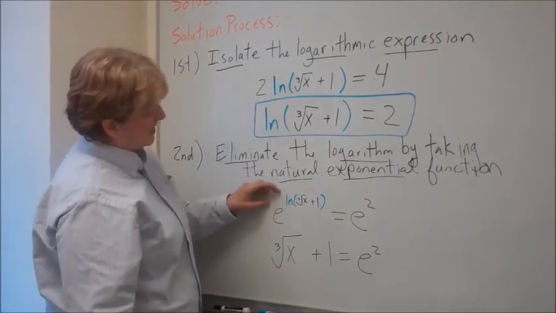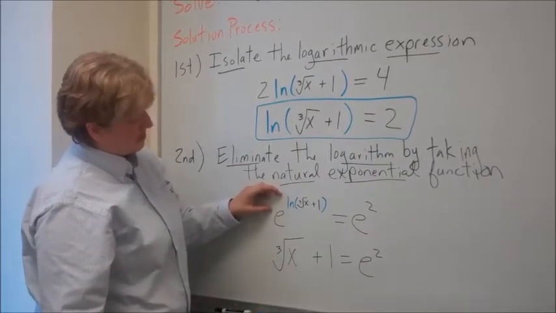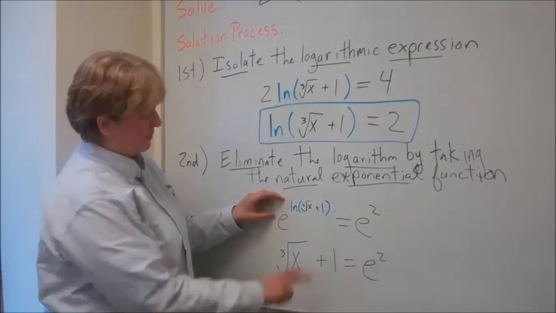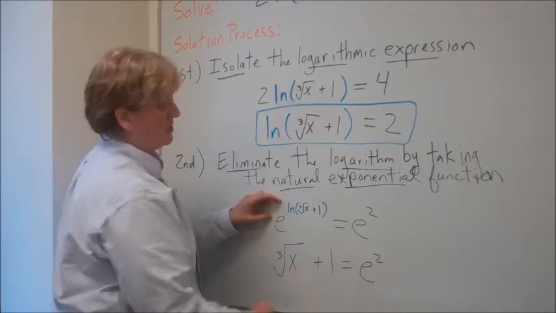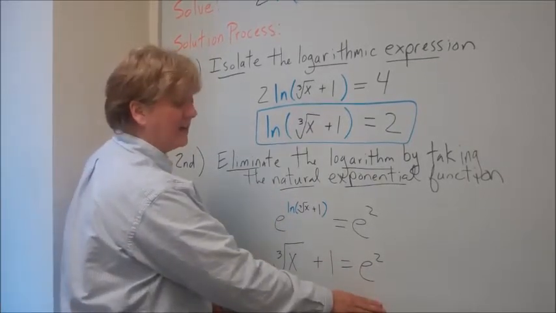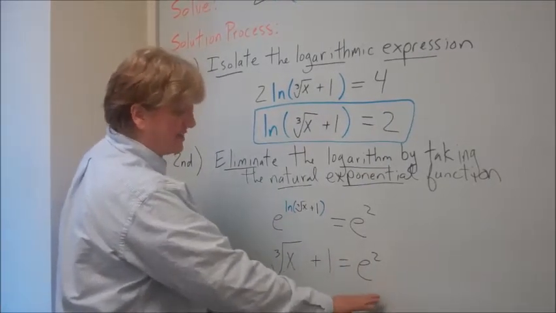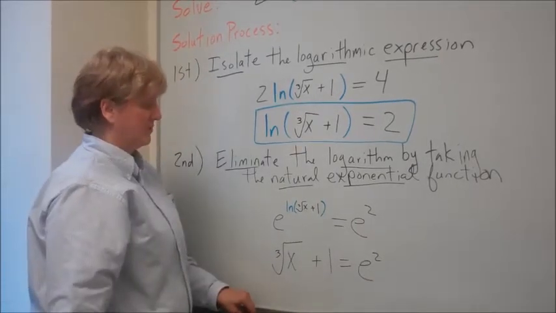On the left-hand side, the exponential function and the logarithmic function eliminate, and we get the argument of the log, cube root of x plus 1 equals e squared. Remember, on the right-hand side, the e does not eliminate because it did not have a logarithmic expression.